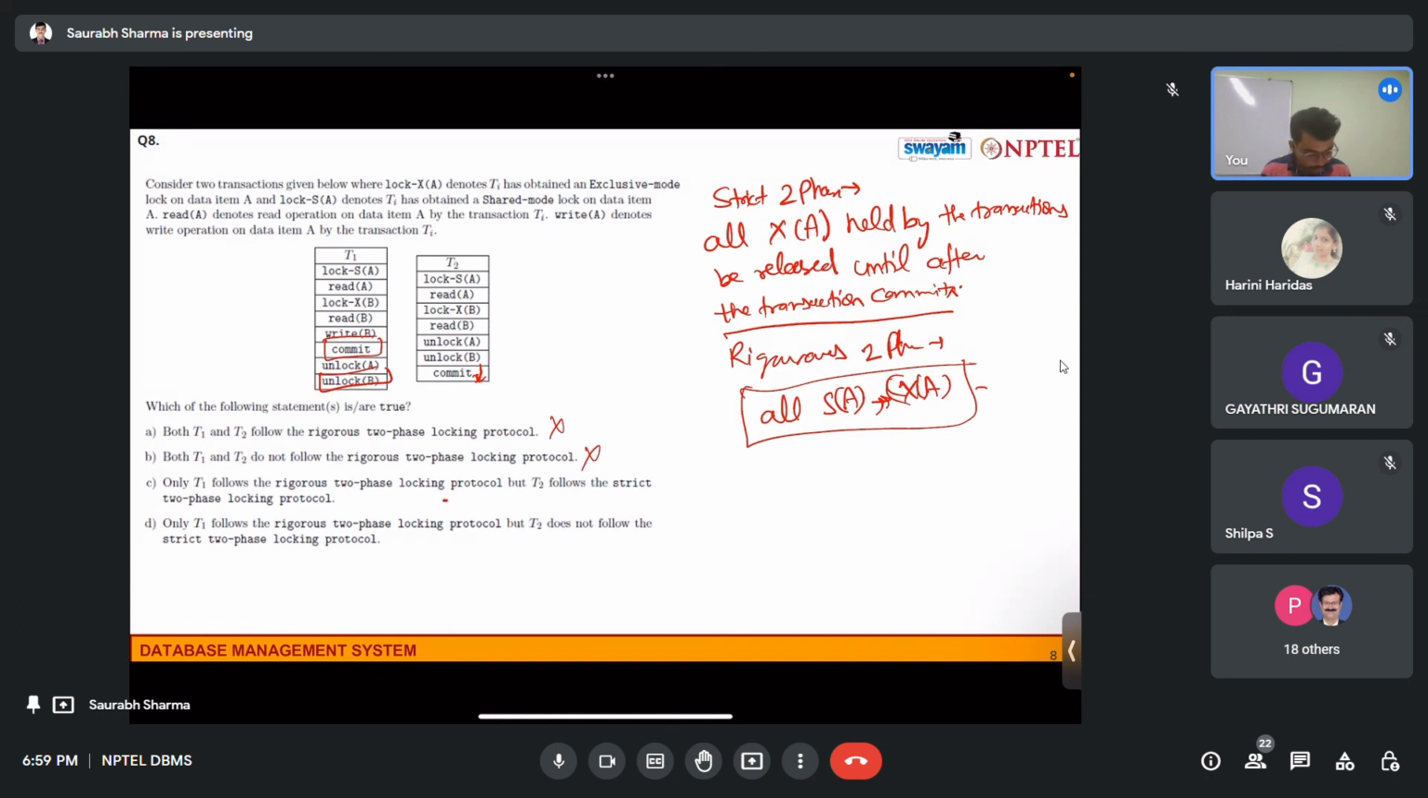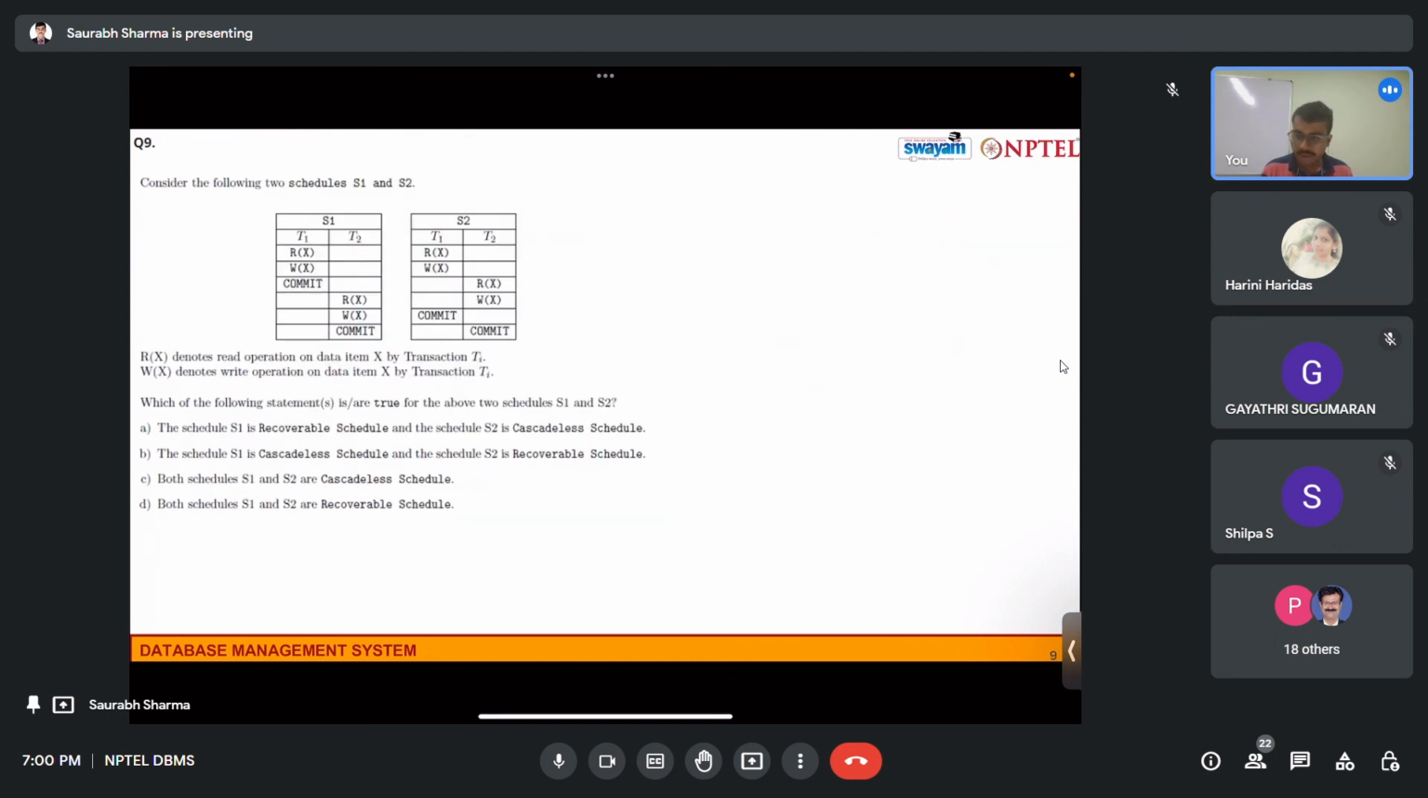Rigorous, T2 follows strict two-phase? No, commit is after unlocking. Then it is correct. You can see T1 follows rigorous two-phase locking. T2 does not follow strict two-phase locking. Okay, just read the concept. You can comment on it.